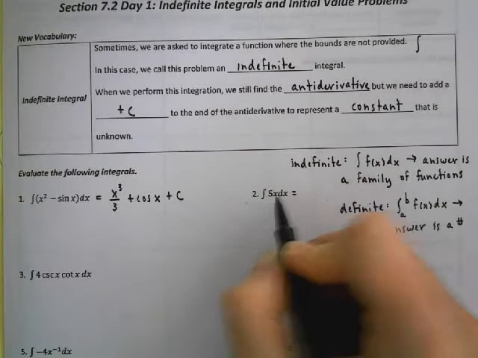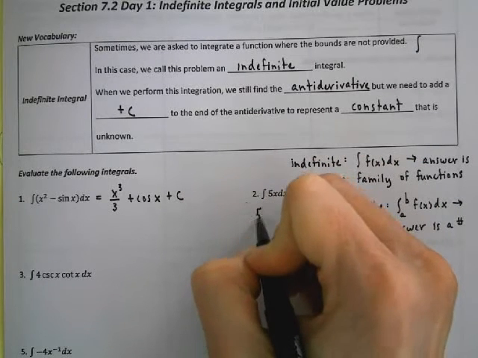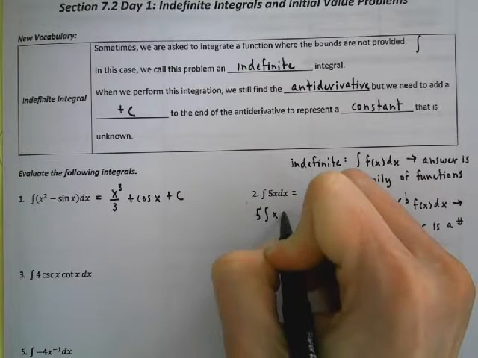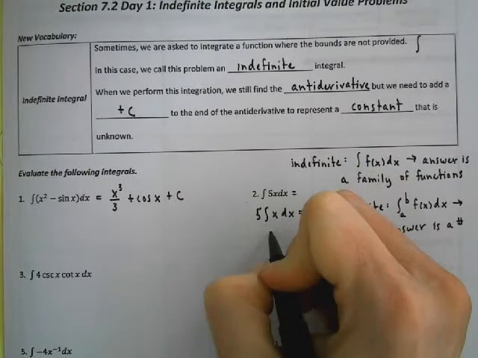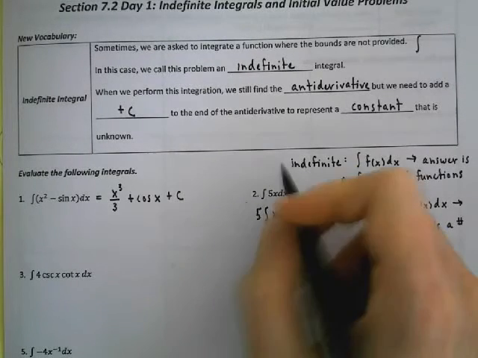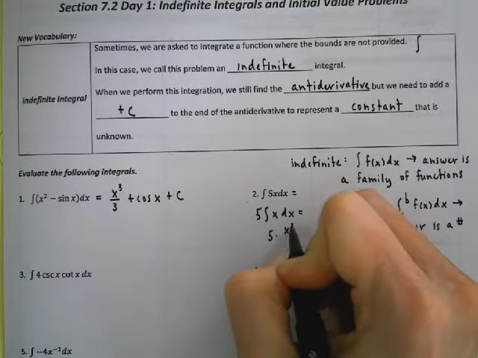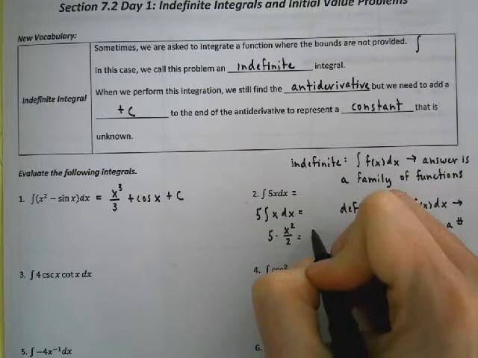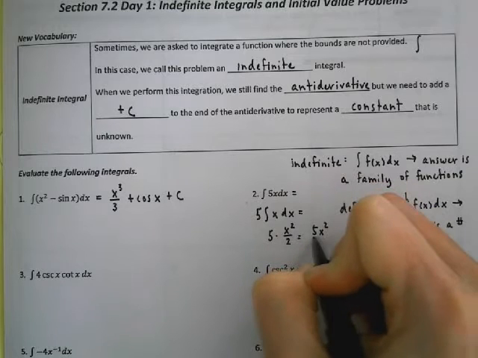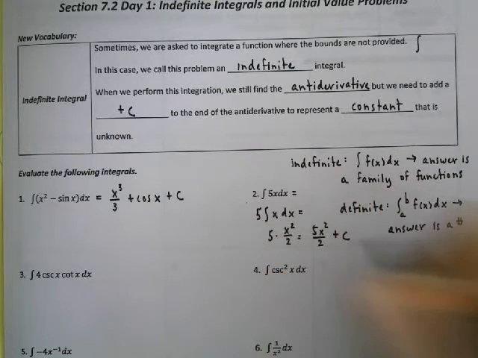For number 2, I have 5x dx. Remember, that's the same as 5 times the integral of x dx. So I'm just going to have 5 times the integral of x dx, which is x squared over 2. And I could just write that as 5x squared over 2 plus c.